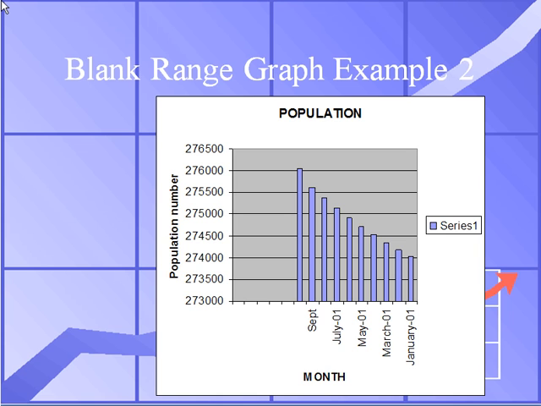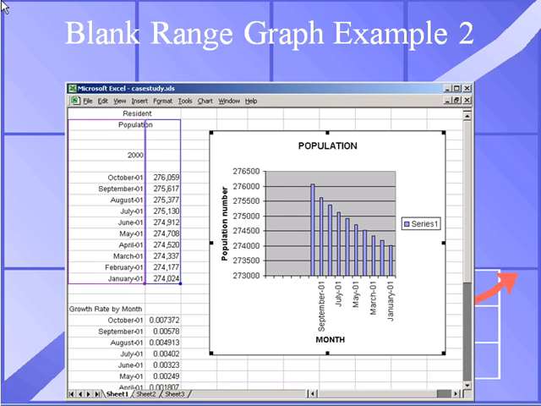This graph illustrates what happens when you highlight blank cells in a range. Notice again that there's a Series 1 syndrome, and also that the population scale on the left does not have commas. Let's see what caused that. Here's the data. You can see what was highlighted. Population, a blank, 2000, and another blank. This resulted in the blank area at the left of the graph.